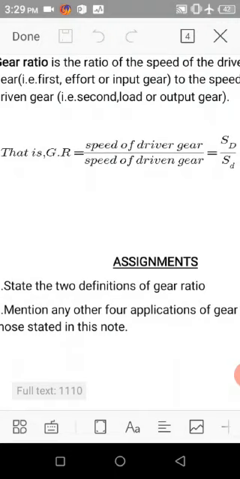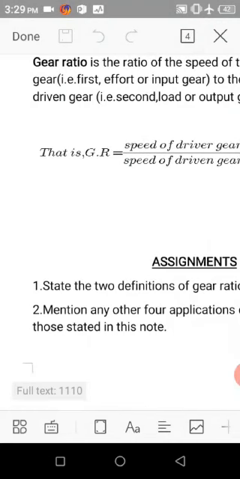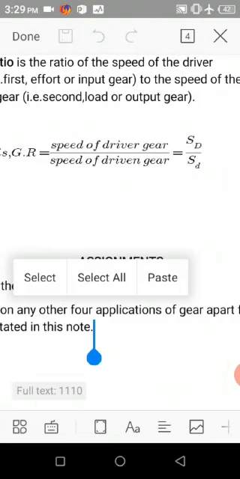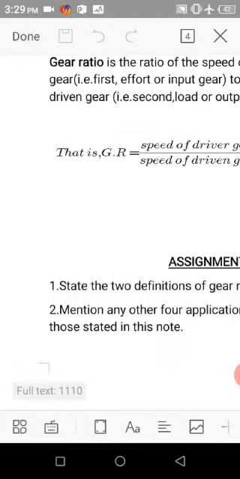These are the 2 questions given to you on the lesson for today. The first question, you are asked to state the two definitions of gear ratio. The second one, you are asked to mention any other 4 applications of gear system apart from those stated in this note. Those are the 2 questions for you as an assignment.